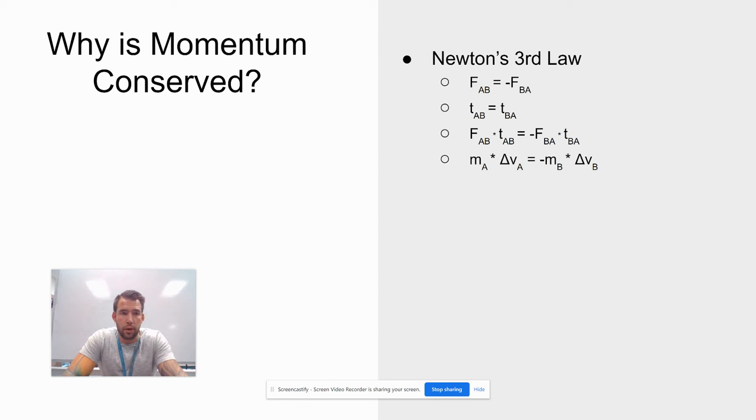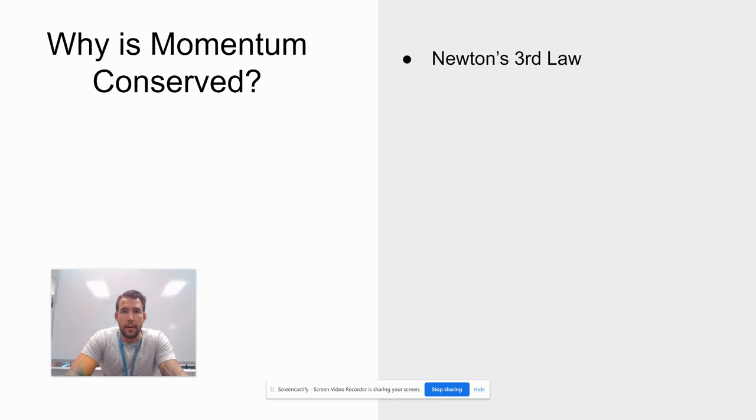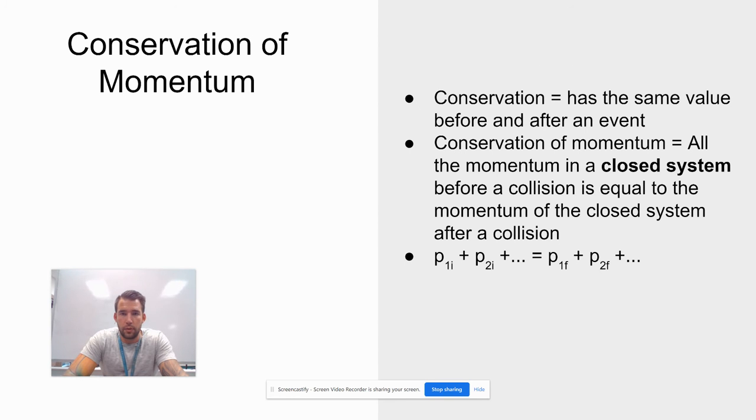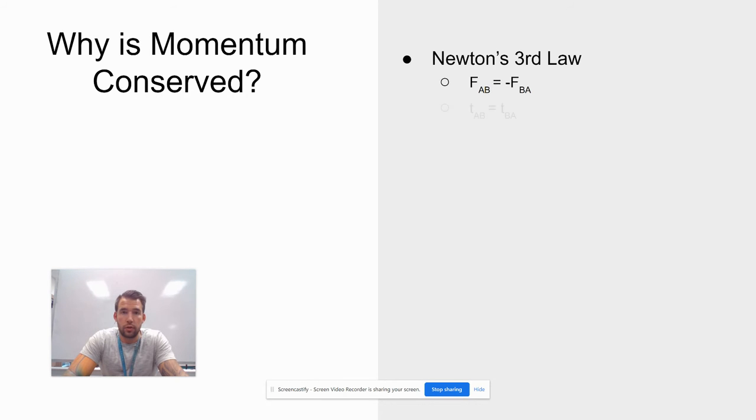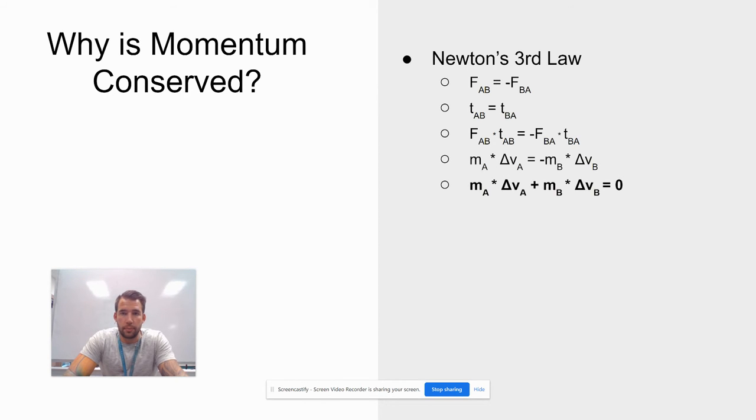If I work out this problem and I get everything on the same side, I end up with this fancy equation: mass A times change in velocity A plus mass B times change in velocity B equals 0. So this is another way of representing our equation. There are two equations. The ones from back here, P1I plus P2I, and so on, equals P1F plus P2F. That works, but also this equation is going to work.